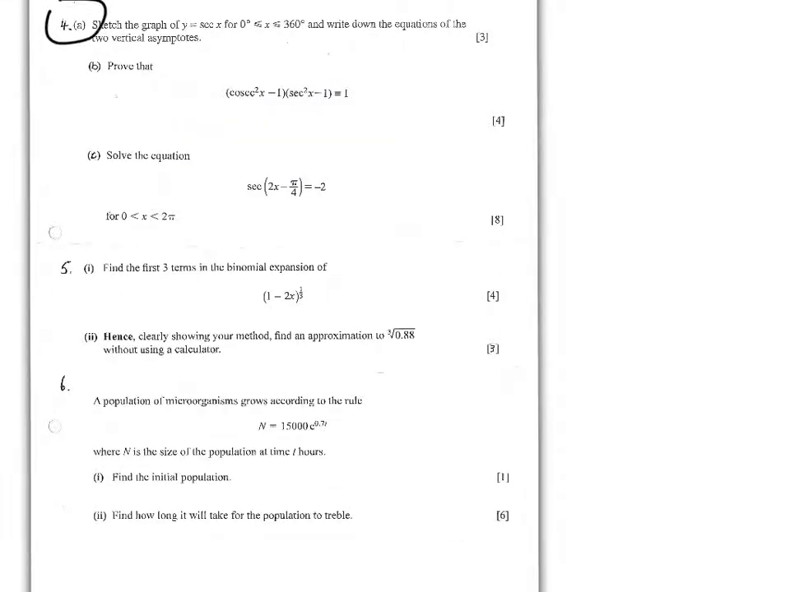Graph of secant x definitely. It needs addressed. Identity went pretty well, with 1 or 2 maybe not simplifying properly. Definitely the equation, lots of marks lost there. Expansion went pretty well. Some people misunderstand what hence means and therefore lose all 3 marks. And question 6 seemed to go.